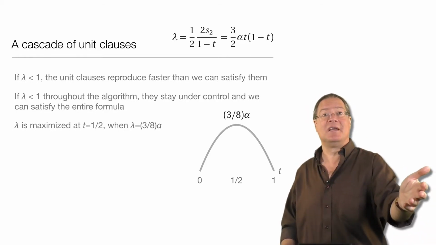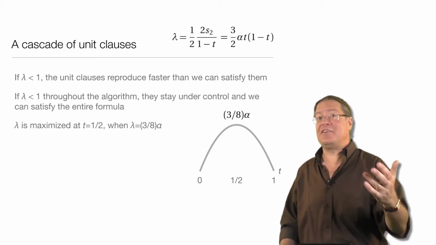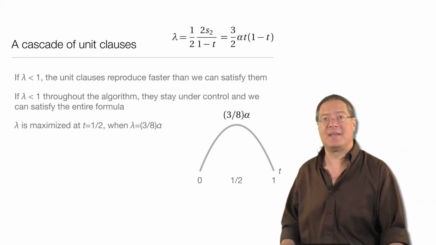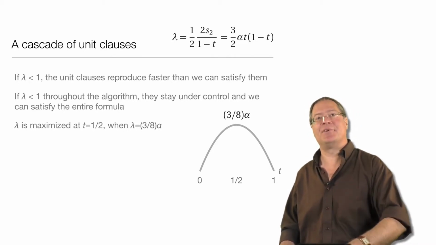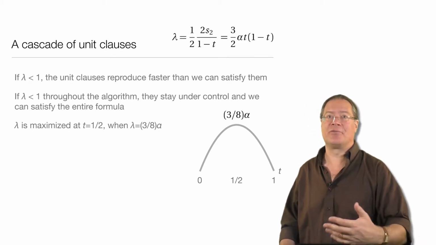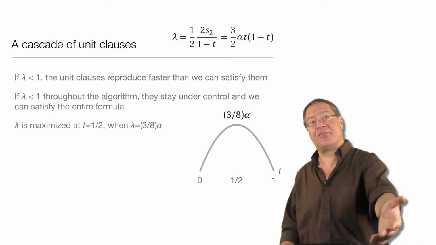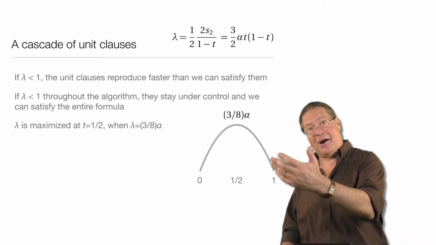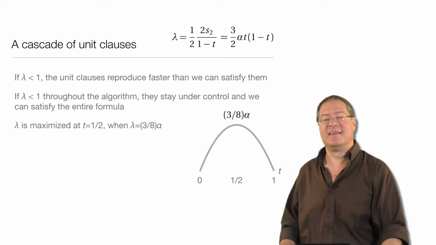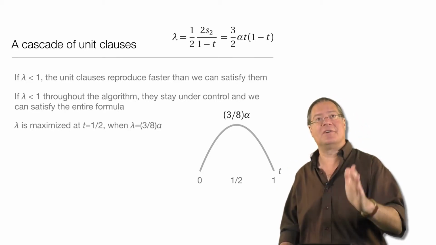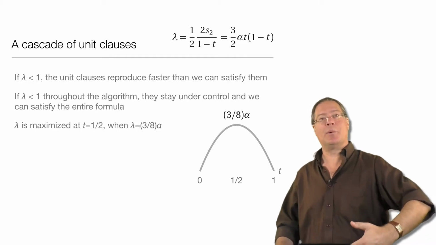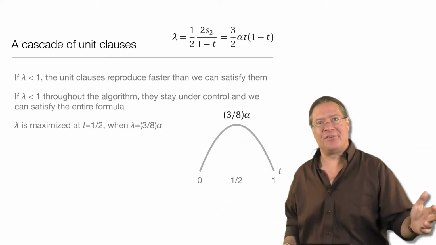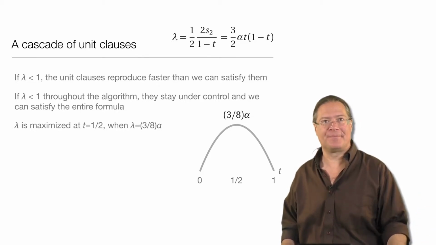Well, great. If alpha is less than 8/3, which is about 2.6, 2.7, then lambda will be less than 1 for all t, and the algorithm will succeed at least some of the time. But if alpha is bigger than 8/3, then at that moment of greatest danger, lambda will be bigger than 1. We will have a supercritical epidemic of unit clauses, and the algorithm will fail.